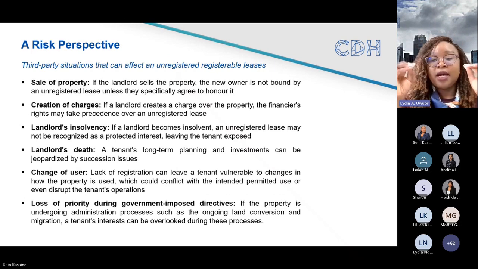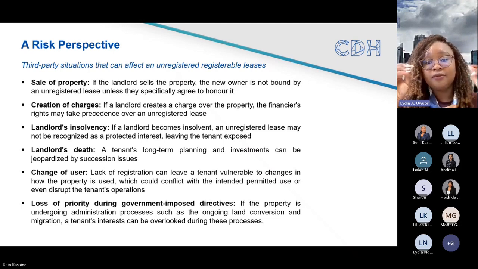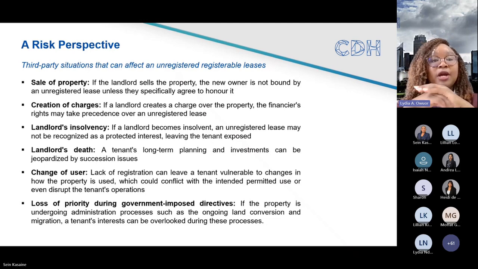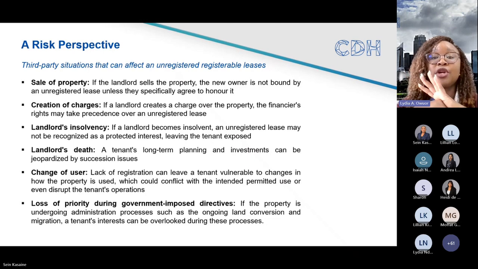So this is basically the crux of what we are discussing today, the risk perspective. The risk perspective, which I am arguing that sometimes tends to be overlooked, right? And I'm talking about third-party situations. Try to connect the dots so that you stay with me.